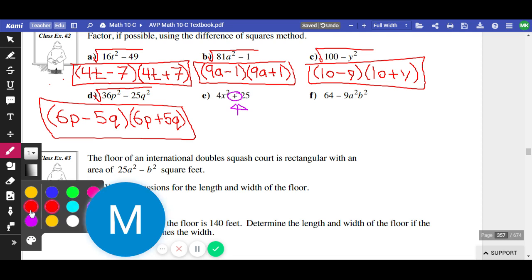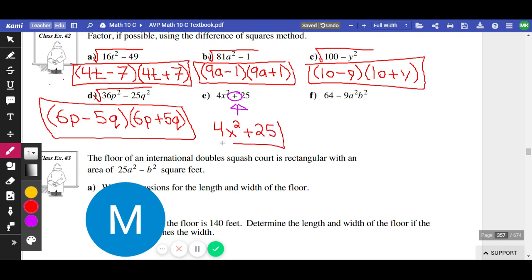So the answer would still be 4x squared plus 25. And people just get so into the habit of squaring everything that they just kind of forget. They forget to check, right? And they just start doing what they think they're supposed to do.